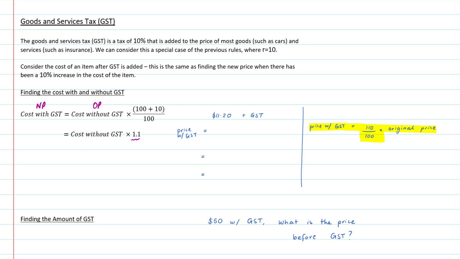So $11.20 plus GST will be equal to $11.20 plus 10%, which is plus 10 over 100 times $11.20, or it's just times 1.1. And so $11.20 times 1.1 is $12.32. So I don't need to calculate the difference there, I can just go straight to what it's worth now.